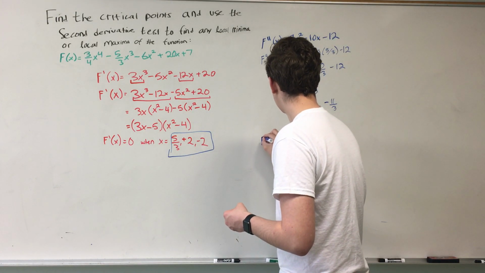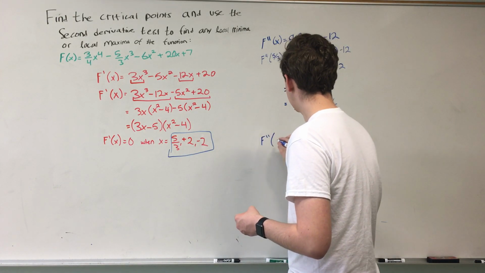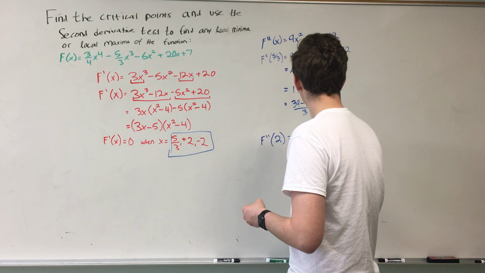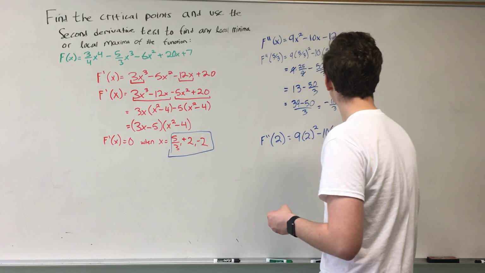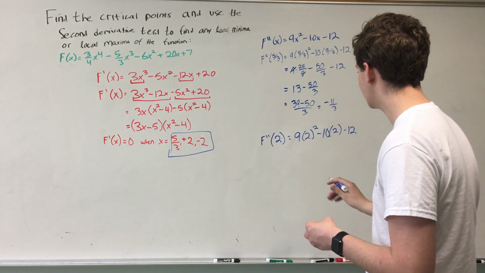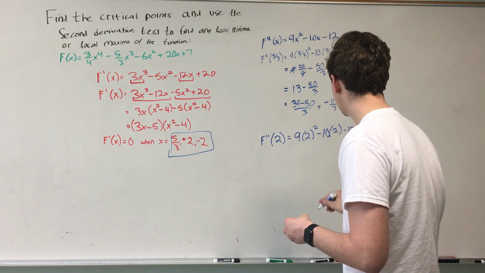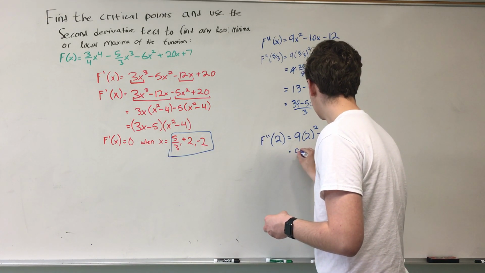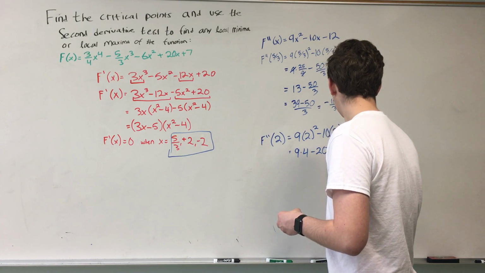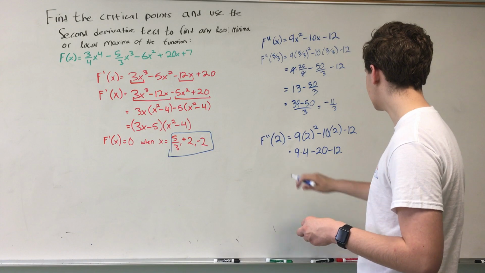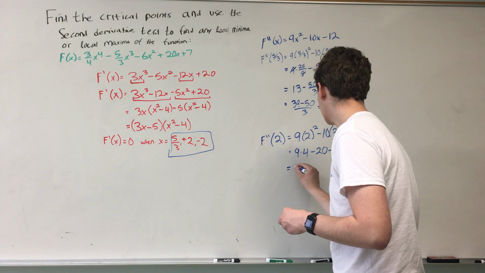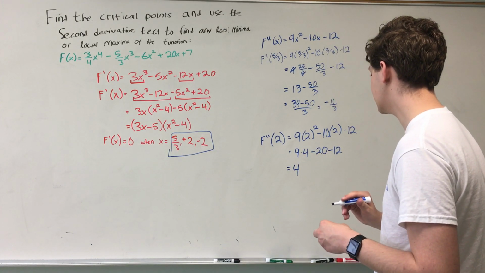So we have f double prime of 2 equals 9 times 2 squared minus 10 times 2 minus 12. This one's a little bit easier because we don't have any fractions. So we will just take 9 times 4 minus 20 minus 12. This is 36, 36 minus 20 minus 12 is going to get you 4. So that's positive. Again, take note of that.